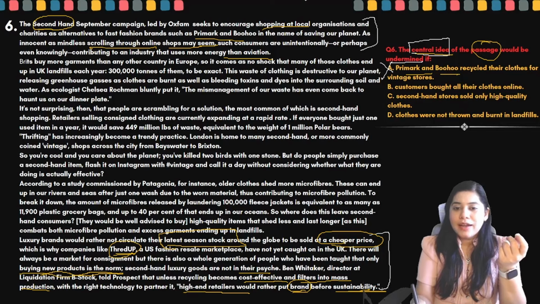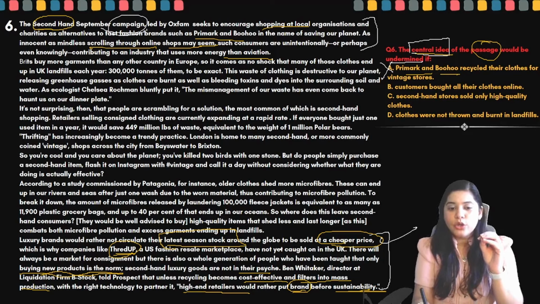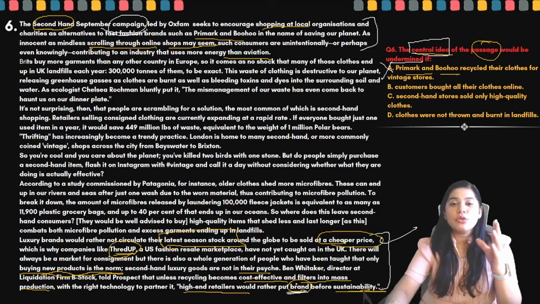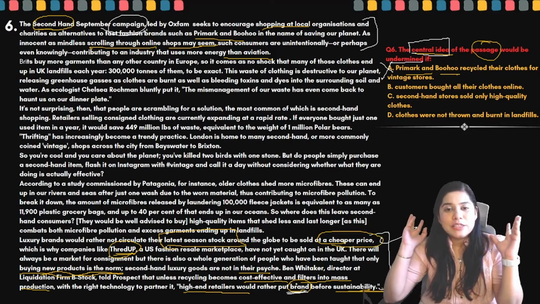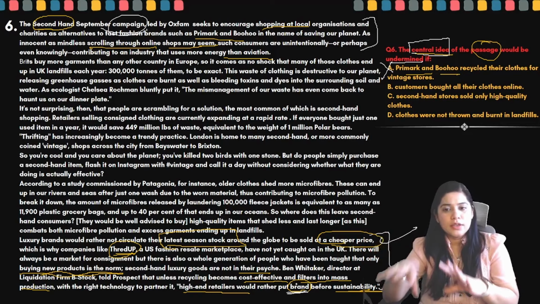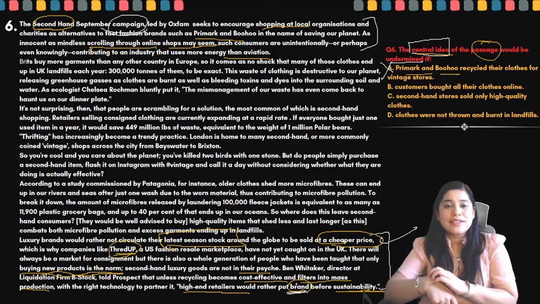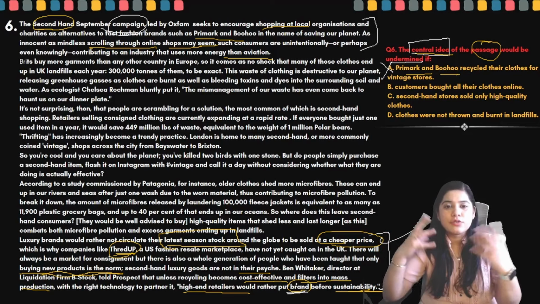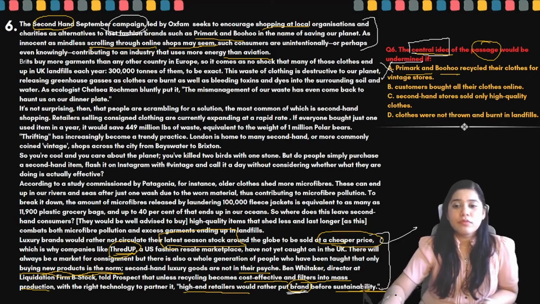The point is that their second hand campaign is there, but then luxury brands, see the first line, are not going to put their latest stock at a cheaper price. They're going to put the brand first. In the name of brand, they're going to sell expensive things because they are an expensive brand, and not focus on sustainability. They are not going to sell second hand or recyclable material just to be eco-friendly.